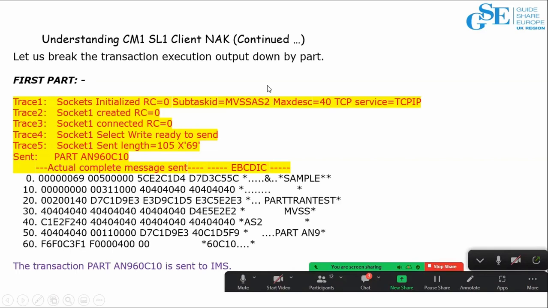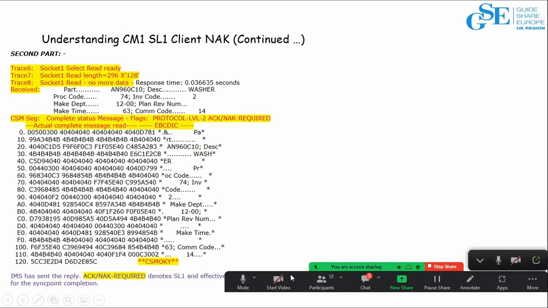Again, let's break down the transaction execution output. The first part, simple. This part transaction is sent to IMS. Second part is IMS sends the reply. This ACK-NAC required denotes that we are using SL1, synchronization level 1 protocol. Right, the CSM is okay, which means that IMS Connect client has received the reply message from IMS.